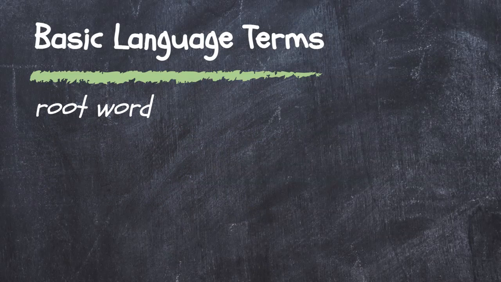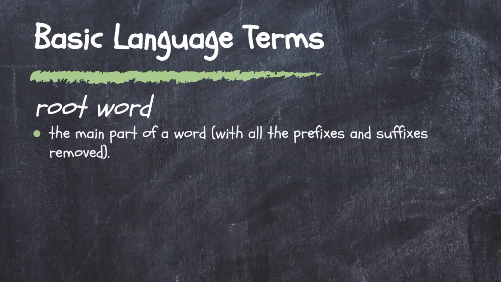The expression "root word," for example. In the word "root," there are three phonemes: the R sound, the "oo" vowel sound in the middle, and the T sound at the end. That's three phonemes. It only has one morpheme, the word "root."